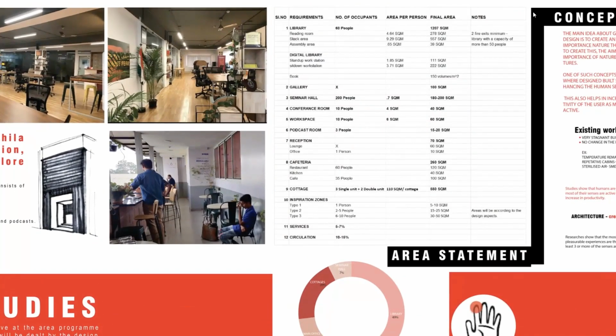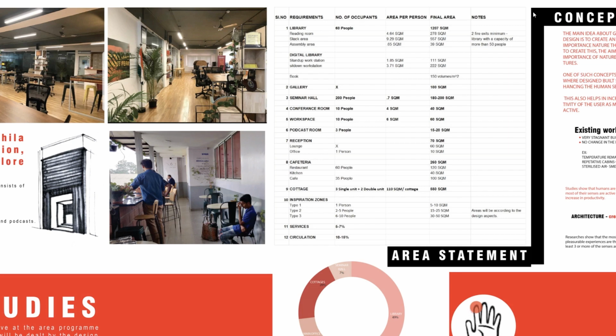By studying these projects and visiting a few others, this area program was achieved. Coming to the area requirements, I've taken library as a core. I've subdivided library into two, that is the normal library and the digital library. And then I have gallery spaces, seminar halls, conference room, workshop spaces, podcast rooms, reception, cafeteria. In cafeteria also I have a restaurant for 60 people and a cafe for 35 people. And then I have cottages.